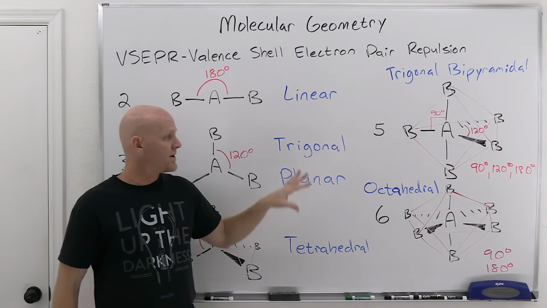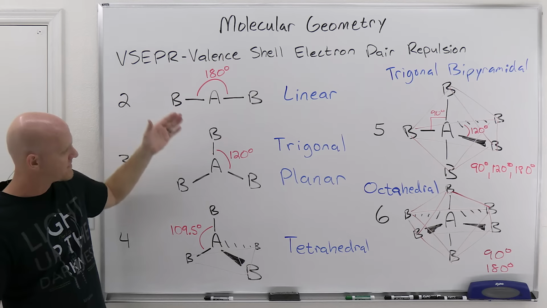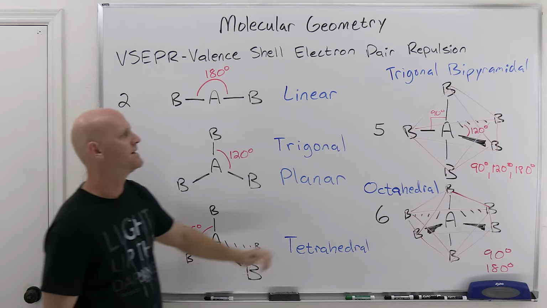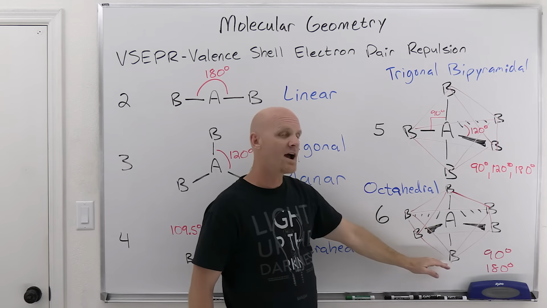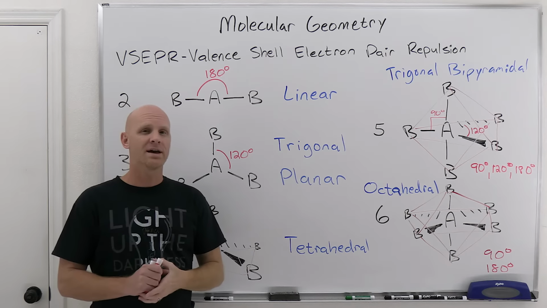Cool. Not only are you on the hook for knowing their names, you also got to know the bond angle. So again, 180 degrees, 120 degrees, 109.5, which you really, really need to get this one down. This one's asked really commonly. 90, 120, 180, and then 90 and 180. These are the 5 foundational electron domain geometries.